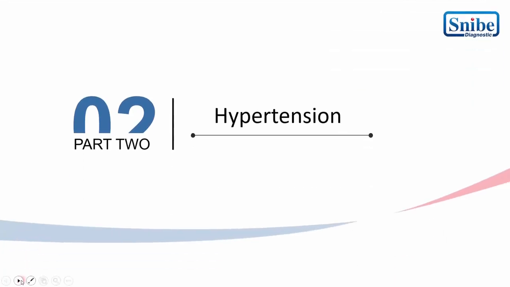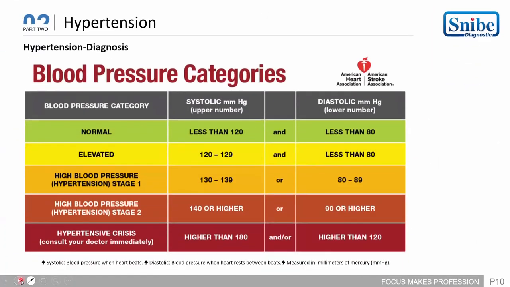So if we talk about hypertension, what is hypertension? Basically, high blood pressure is called hypertension, and it may lead to some cardiac issues.